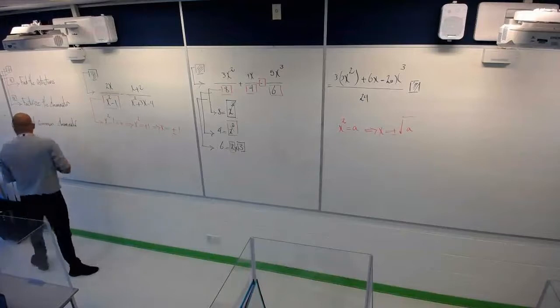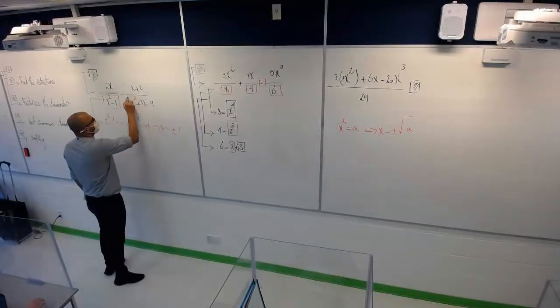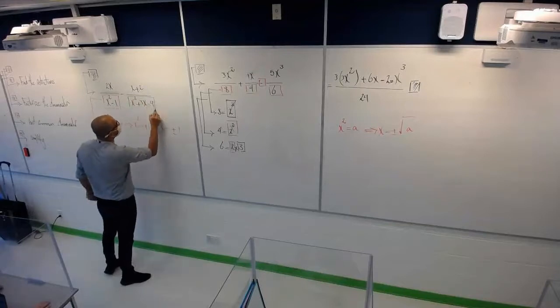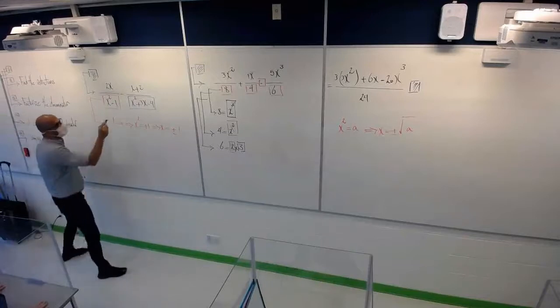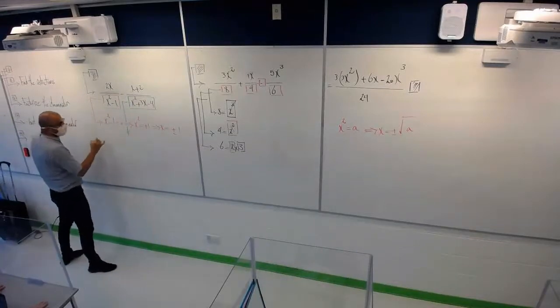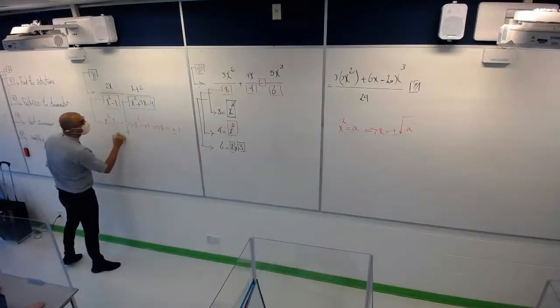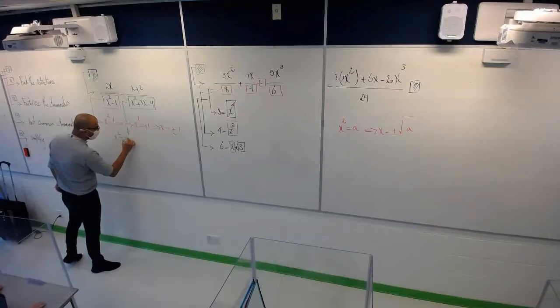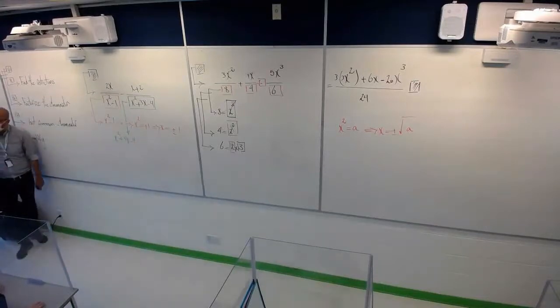Now, look at the other one. I have this one. I also have the second restriction. I have x squared plus 3x minus 4, which is the thing at the base.